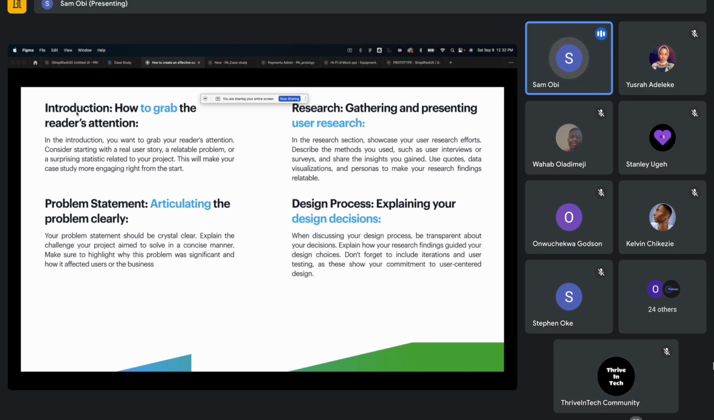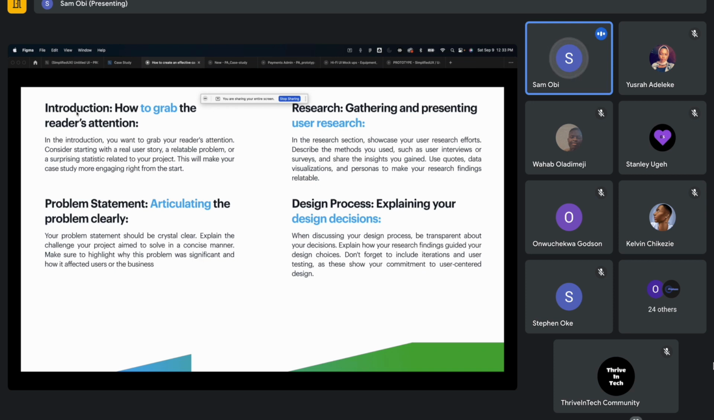We're going to look at the problem statement. How do you articulate your problem? You have to articulate it clearly and you have to be concise. Your problem statements should be crystal clear, explain challenges that your product is aimed to solve, like I said before, in a concise manner. Make sure that you highlight the problem and why this problem was significant and how it affected users or the business.